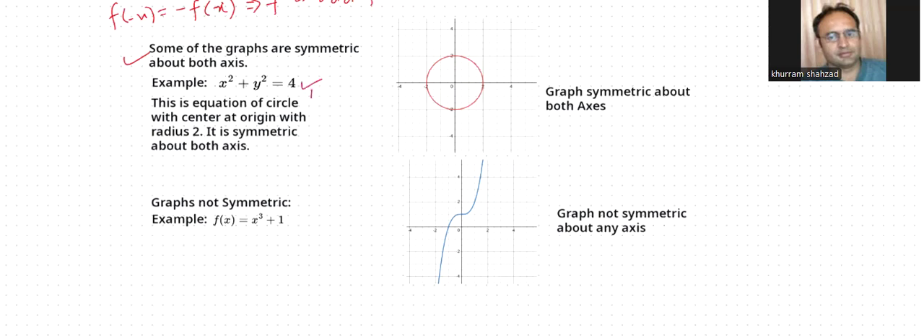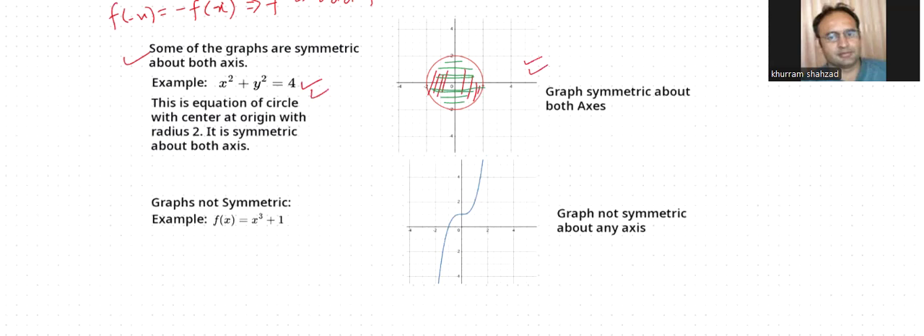This is its graph. Clearly, you can see that this is symmetric about the x-axis and y-axis. The part of the graph which is on the right side of the y-axis, this one, the same part is on the left side also. And if you want to check whether it is symmetric about the x-axis, then this is clear that this part, the upper side of the x-axis, the same part also exists in the lower part of the x-axis. So this graph is symmetric about both axes.